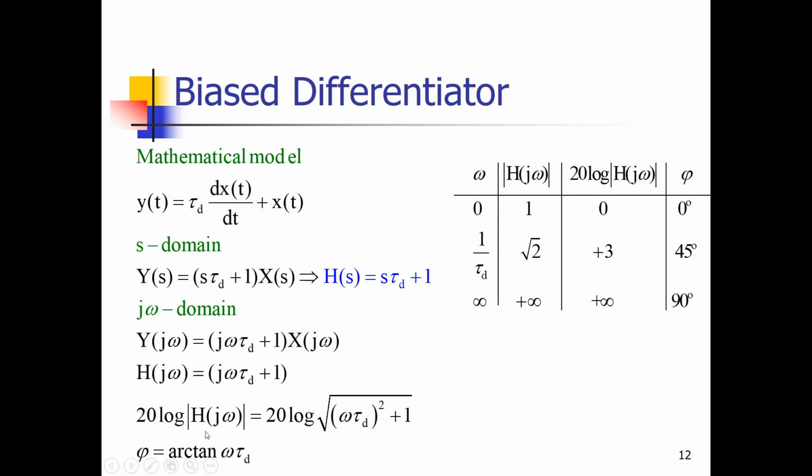The phase is equal, we have seen it, to arctangent of omega times tau d. So when omega is 0, the phase is 0. When omega is an infinite number, we get the arctangent of an infinite number, which is 90 degrees. And exactly at the crossover frequency, we see that it's the arctangent of 1 over tau d times tau d. So it's the arctangent of 1, which equals 45 degrees.